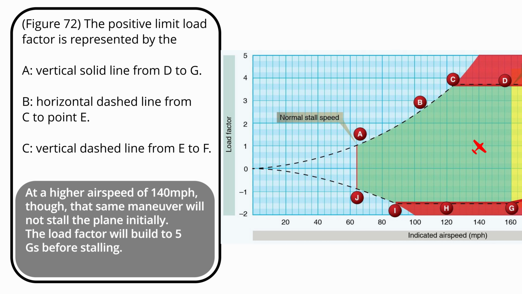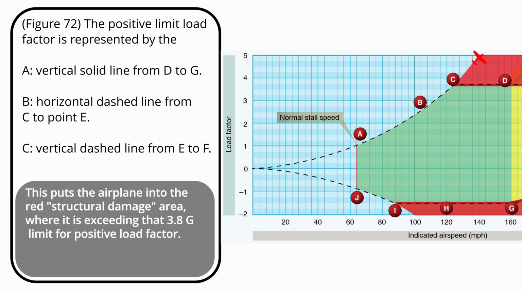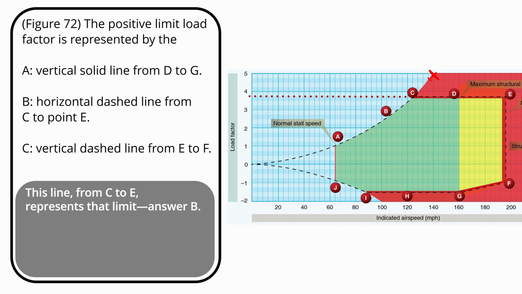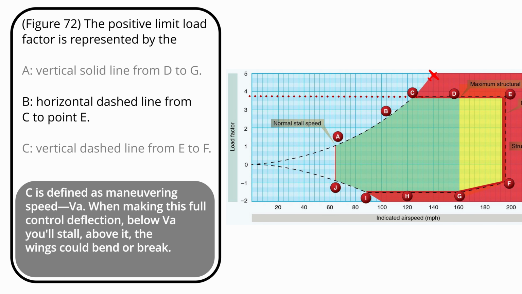At a higher airspeed of 140 miles per hour, though, that same maneuver will not stall the plane initially. The load factor will build to 5 Gs before stalling. This puts the airplane into the red structural damage area, where it is exceeding that 3.8 G limit for positive load factor. This line from C to E represents that limit. Answer B. C is defined as maneuvering speed, VA. When making this full control deflection, below VA, you'll stall. Above it, the wings could bend or break.